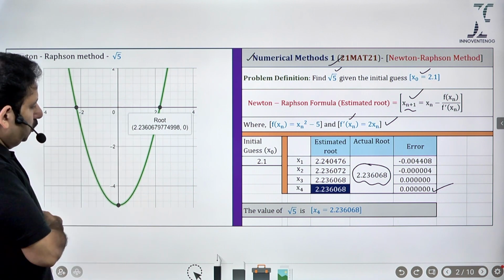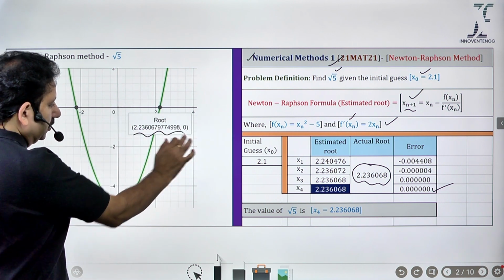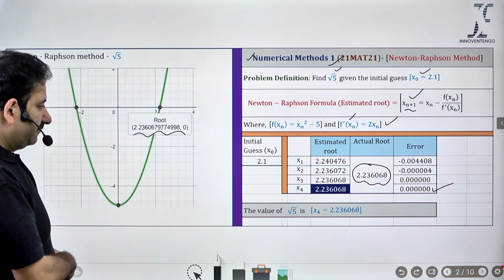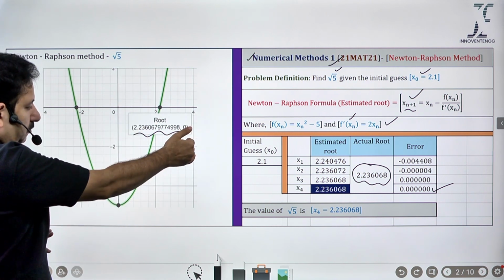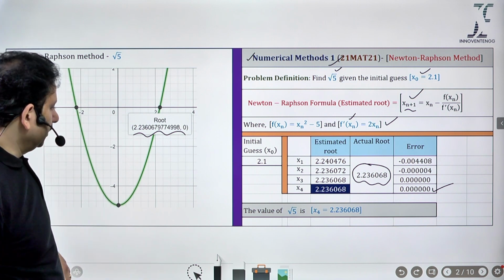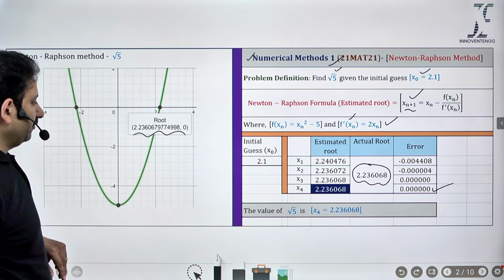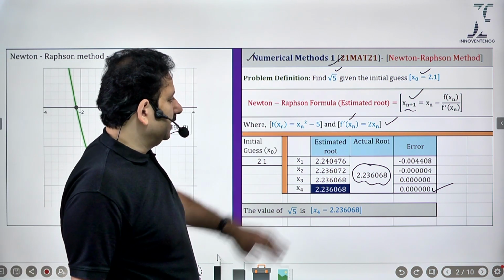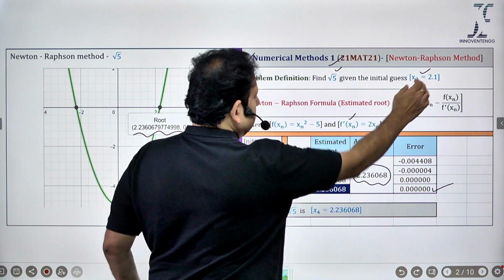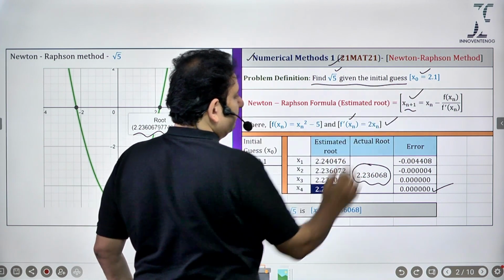You can see we have actually plotted it, and this is the root of 5. Because this is the parabola which represents the function. When that function goes to 0, you will get x as the root of 5. So now we explained these important things. You started with the initial guess. This is the problem definition.